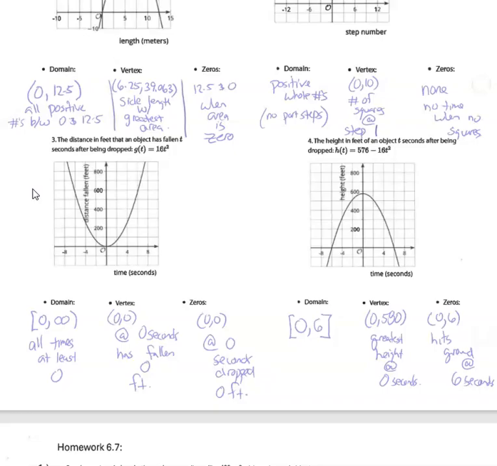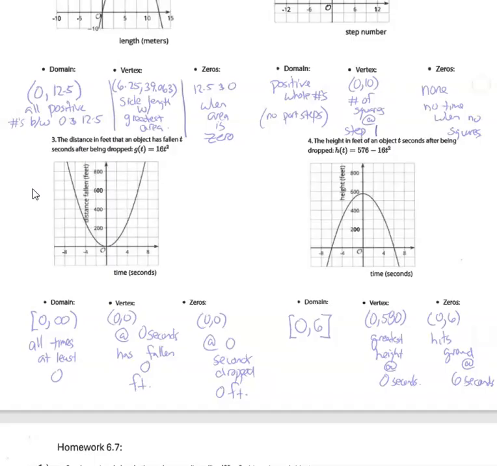Let's look at 2 more. On this one right here, this is the distance an object has fallen. We have our equation. The domain starts at 0 and it includes 0, because you could have 0 seconds. It has not fallen at all. And then in this case, it goes to infinity.